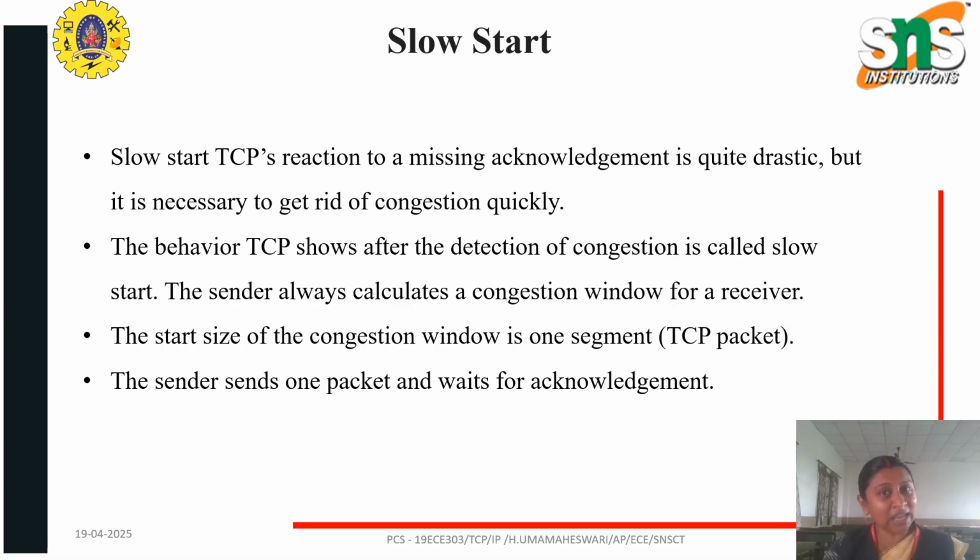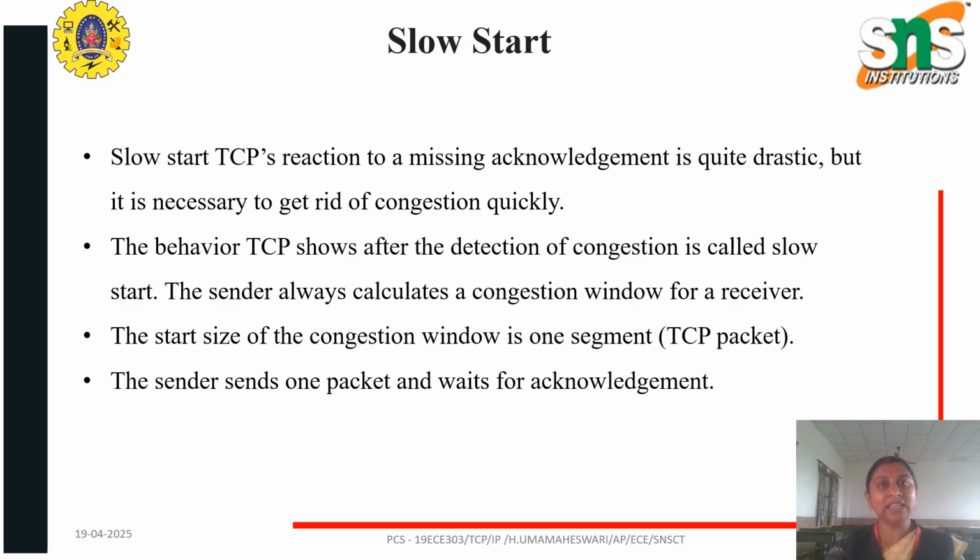The next one is slow start. When compared to congestion control, here the acknowledgement which we expect from the receiver is missed, and the reaction is quite drastic because of slow start TCP. The behavior of the transmission control protocol after the detection of congestion is called slow start. That is, the detection of congestion is important here. While detecting the congestion, the flow control will be called slow start.